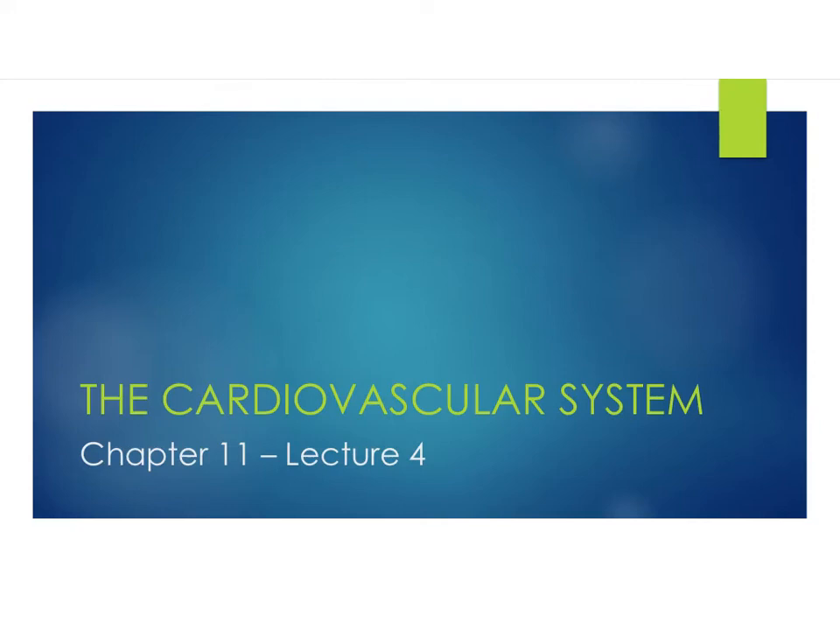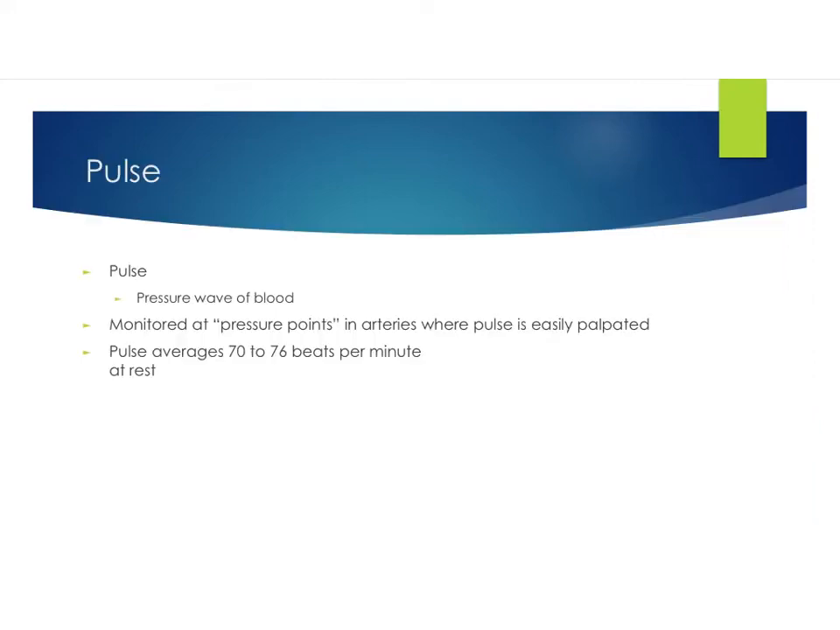In this lecture, we're going to talk about pulse and blood pressure. So in your body, your pulse is just a pressure wave of blood, and you can monitor it at pressure points in your arteries where the pulse is easy to palpate or feel through your skin. The pulse averages for people between 70 and 76 beats per minute at rest. Obviously, that's a range. It could be a little more than that or a little less, but typically your pulse is between 70 and 76.